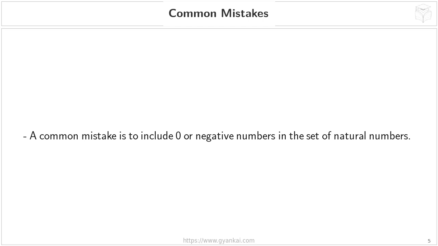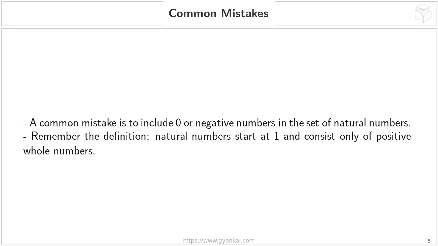Common mistakes. So, the first point here says, a common mistake is to include 0 or negative numbers in the set of natural numbers. Now, we've spent the last few slides specifically defining what natural numbers are, and we've emphasized that they begin at 1. It's easy to fall into the trap of thinking about counting starting from 0, especially when you're first learning about numbers. But remember, for the purpose of this tutorial, and in many mathematical contexts, 0 and any negative numbers are not considered natural numbers.